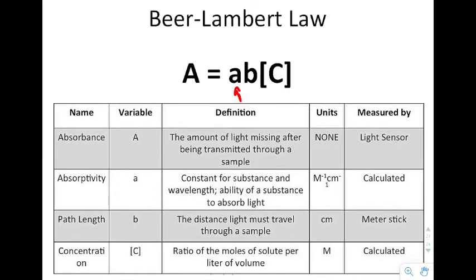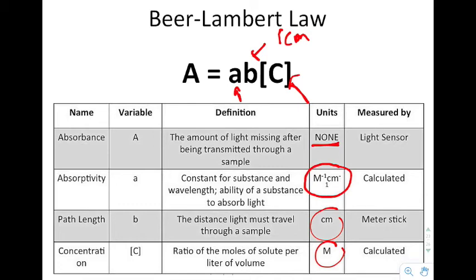b is the path length. Like we said, the path length is in centimeters, and it's generally 1 centimeter. And then the c term is the concentration. So that's generally expressed in molarity. So you see the molar absorptivity is molarity in centimeters to the minus 1. You have molarity in centimeters. There are no units for absorbance.